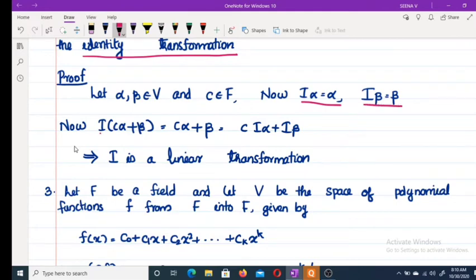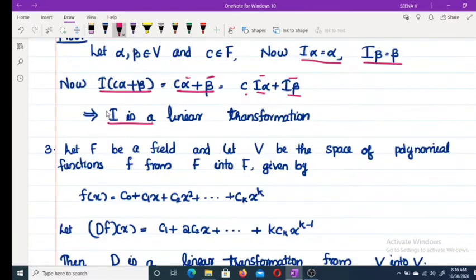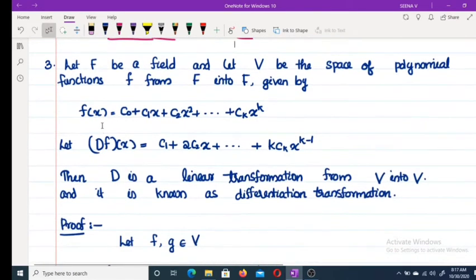Now, as per the definition, I of (c alpha plus beta) is equal to c alpha plus beta. And this alpha you can replace by I alpha, and this beta you can replace by I beta. Thus, we get I of (c alpha plus beta) equal to c into I alpha plus I beta. This implies I is a linear transformation. Now moving to the next example.